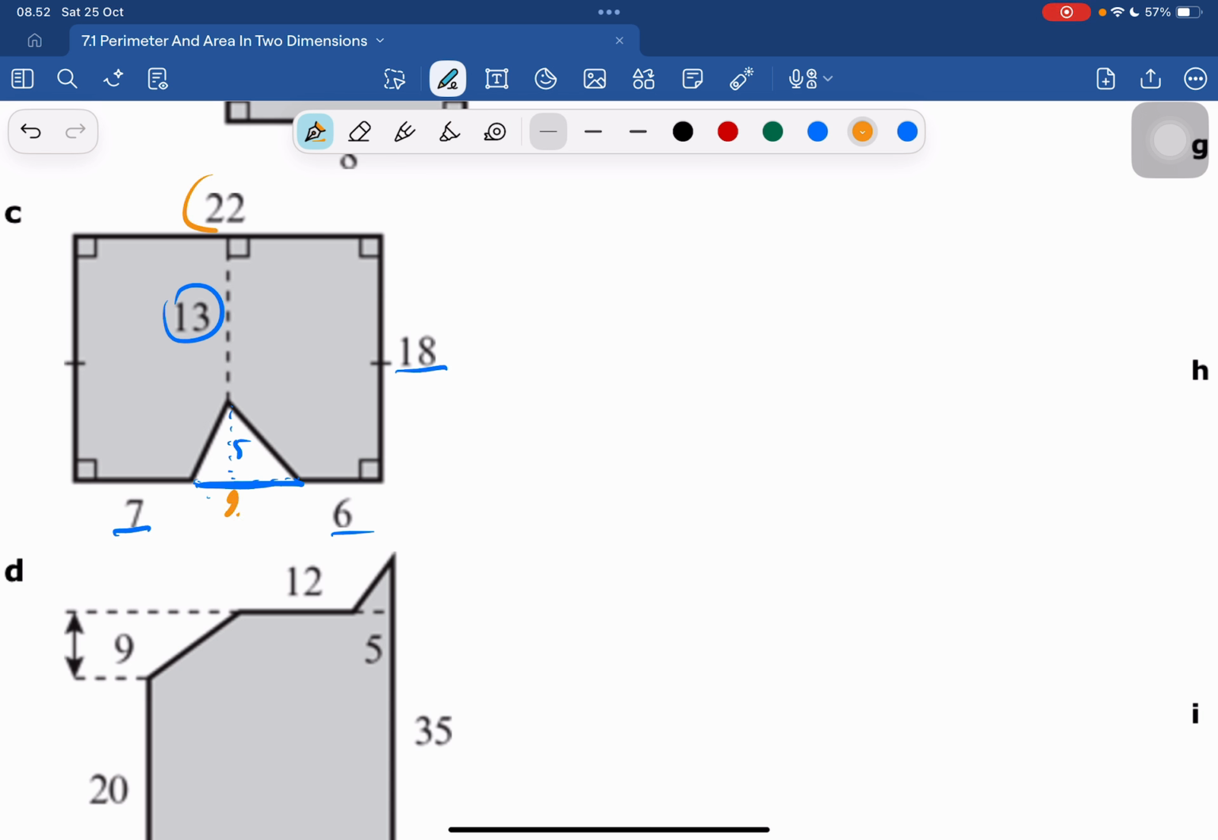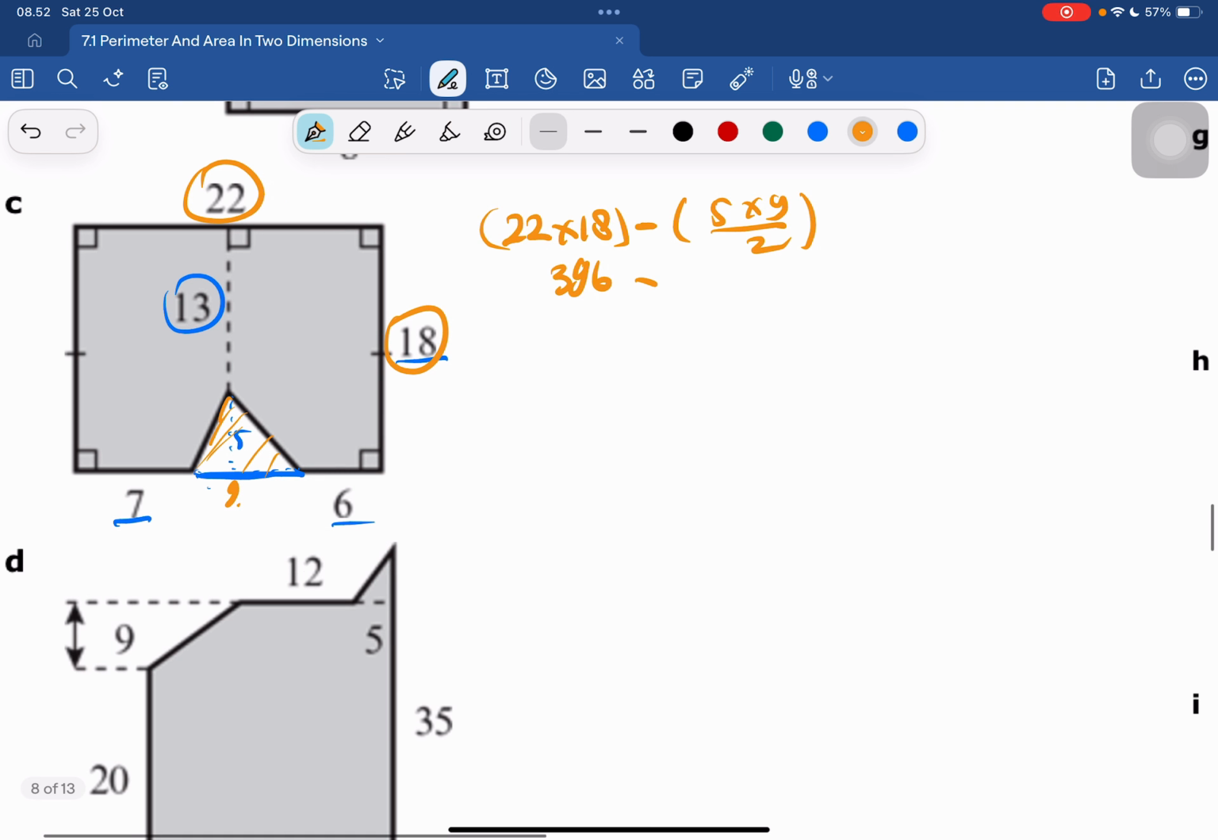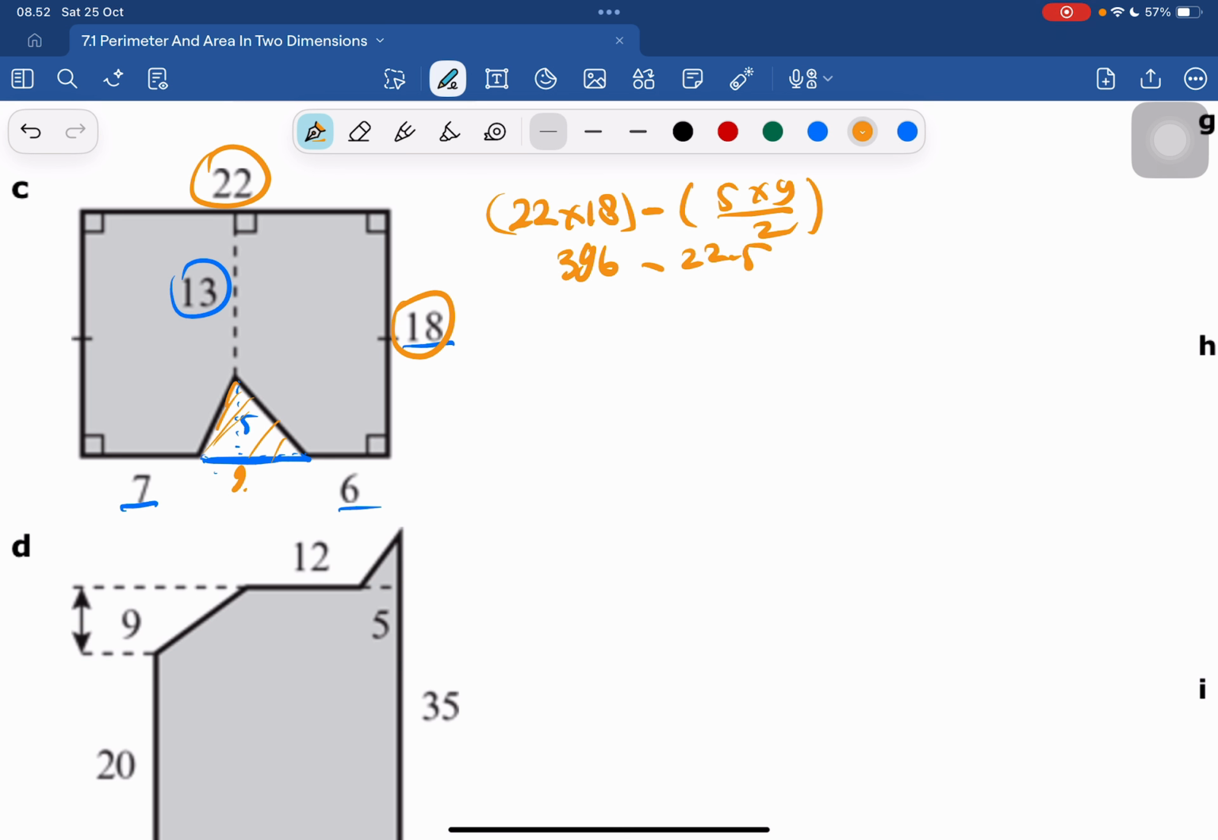So let's find the rectangle first. The first area is 22 times 18, and then we minus the cut area, the triangle: 5 times 9 divided by 2. So 22 multiplied by 18 is going to be 396 for the whole rectangle, but we need to minus this area. 5 times 9, 45 divided by 2 is going to be 22.5. So the area of this shape is going to be 373.5 centimeter square.